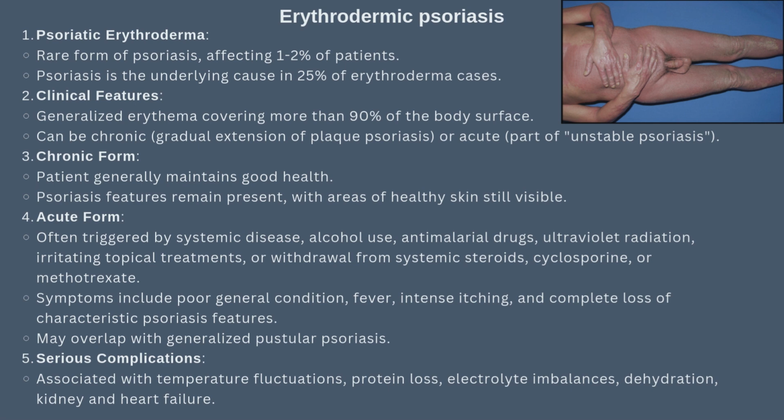Acute form, often triggered by systemic disease, alcohol use, antimalarial drugs, ultraviolet radiation, irritating topical treatments, or withdrawal from systemic steroids, cyclosporin, or methotrexate. Symptoms include poor general condition, fever, intense itching, and complete loss of characteristic psoriasis features. May overlap with generalized pustular psoriasis. Serious complications are associated with temperature fluctuations, protein loss, electrolyte imbalances, dehydration, and kidney and heart failure.